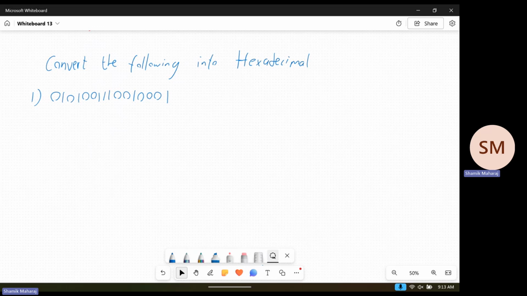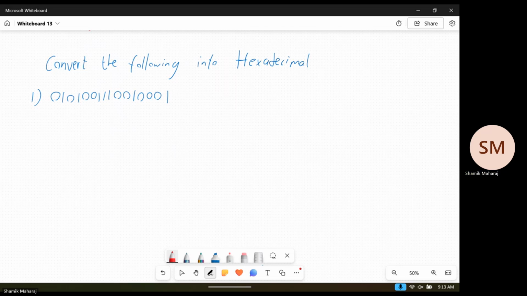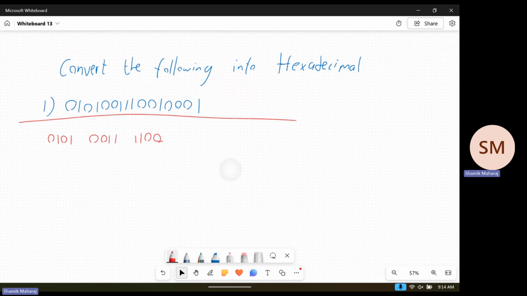So when asked something like this, the first thing we do is we break the number up into fours. So every 4 bits, we just separate them so we can see them a bit better. So I'll start the answer here in a different color. Zoom in a little bit. So I will break this up into 0, 1, 0, 1. That's the first 4. 0, 0, 1, 1, 1, 1, 0, 0. That's right. 1, 1, 0, 0.